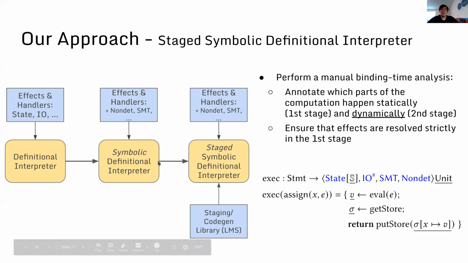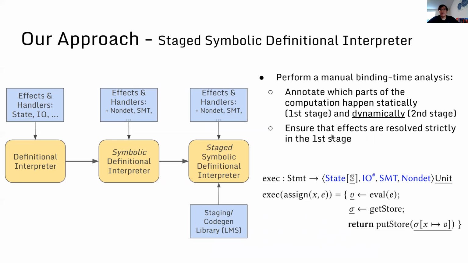Then we use multi-stage programming to turn a symbolic interpreter into a compiler, that is, a staged symbolic definitional interpreter. To do that, we first perform a manual binding time analysis, that is, to identify and annotate which parts of the computation happen statically and which parts happen dynamically. By static computation, I mean those that only depend on the input program AST, and dynamic parts are underlined in our notation. And those represent the runtime computation and will be generated as a residual program.